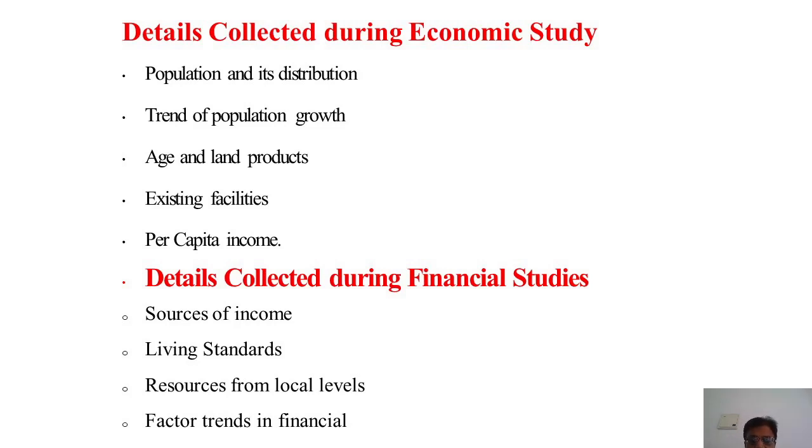Details collected during economic study. So what are all the details? Population and distribution. You need to consider the population and how they are distributed. Distributed means whether it can be anything. The population may be in the urban area, in the rural area or even in the urban area, only in some locality.